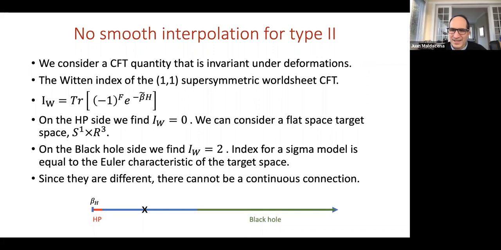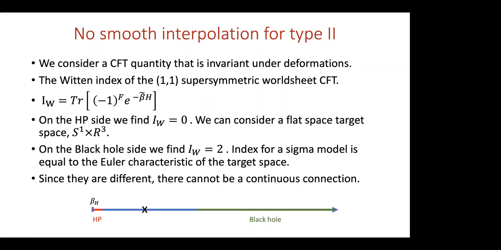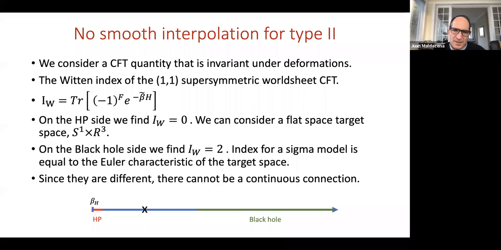So just noticing that, what is the Euler characteristic? Of the black hole background? It's two. Why is that? So one definition of the Euler characteristic is what I just said, the sum of normalizable zero forms, two forms, and so on, right?